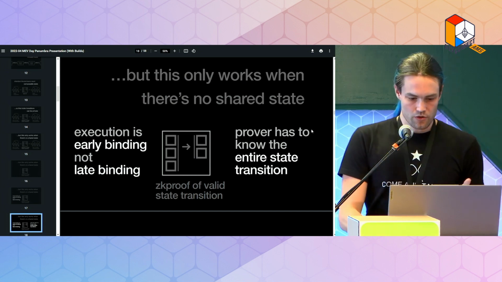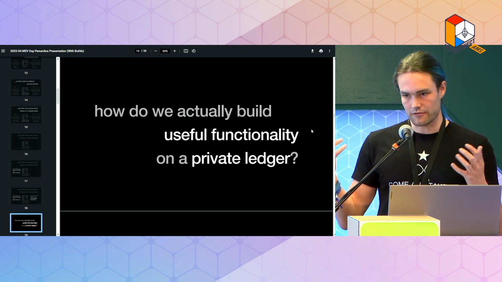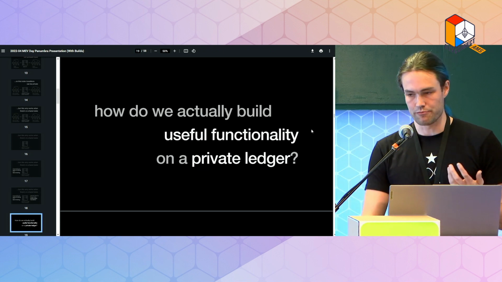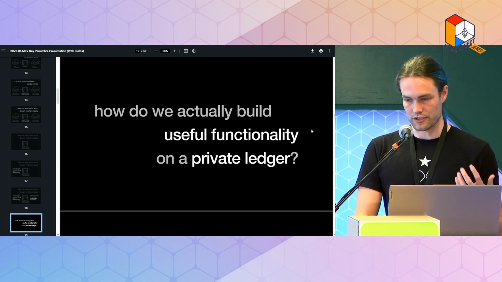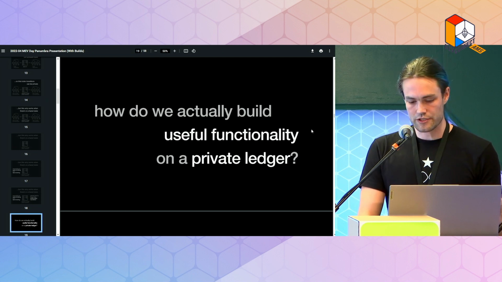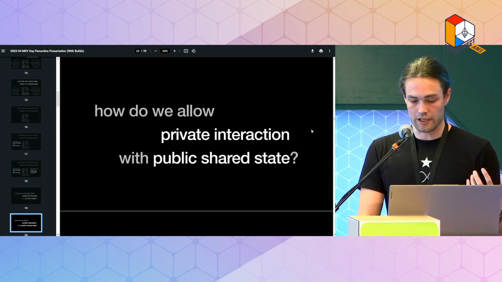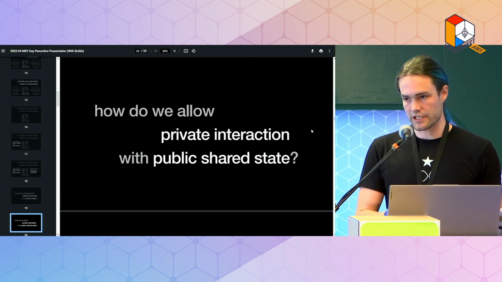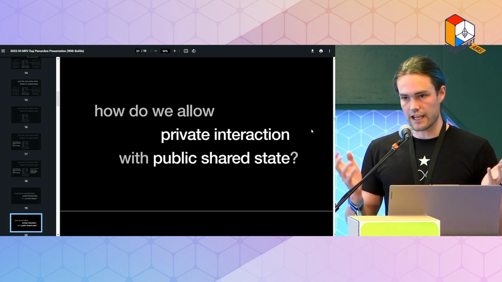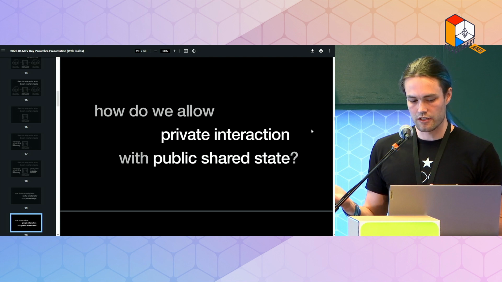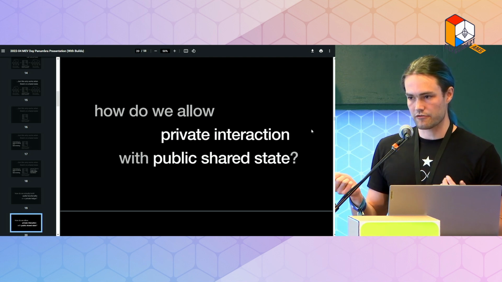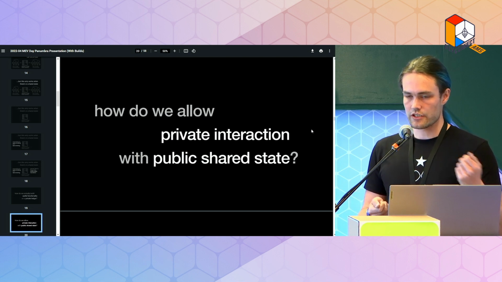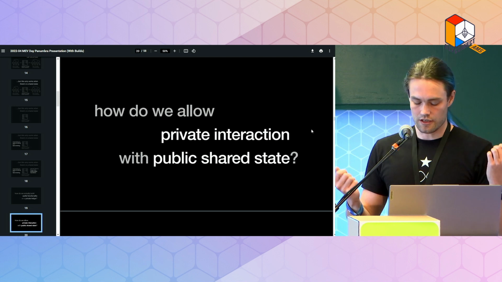And so where we get to is, okay, we've thought, oh, wouldn't it be cool if we could do this thing? But there's this bigger problem of how do you actually build useful functionality that works privately? And what I think this problem reduces to is a slightly different framing, which is how do you have private interaction with public shared state? If you think about basically any kind of useful thing that you could do on a public chain, that has to have some kind of public shared state for people to interact with. But you want those interactions to not reveal that person's entire history.